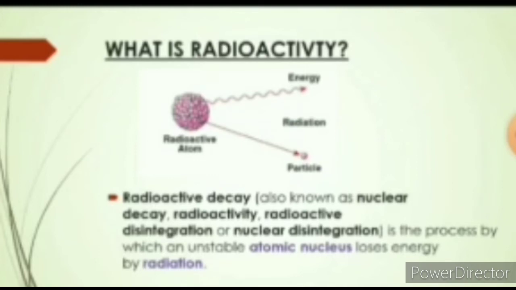So what's radioactivity? Radioactive decay has many names. It's the process by which an unstable atomic nucleus loses energy by radiations. While it is emitting radiations, it's losing energy, giving out energy. So that's what decaying is. During decaying, it emits radiations, and this whole process is known as radioactivity.